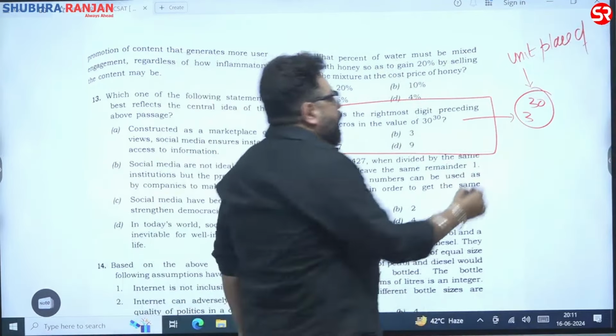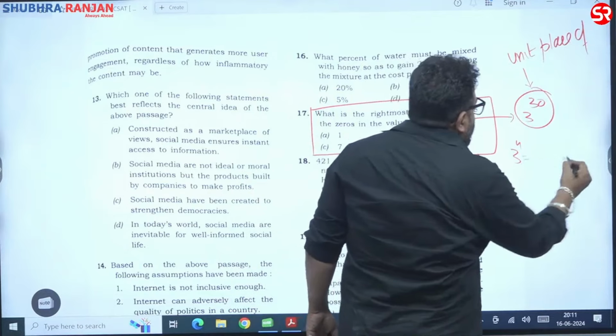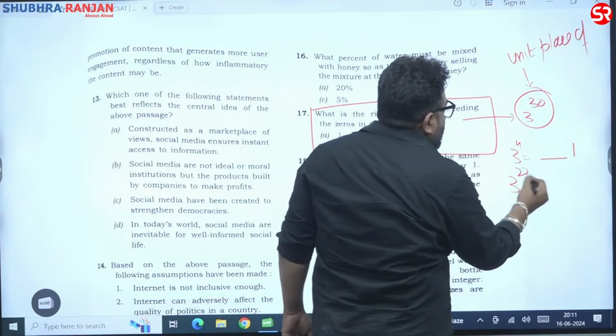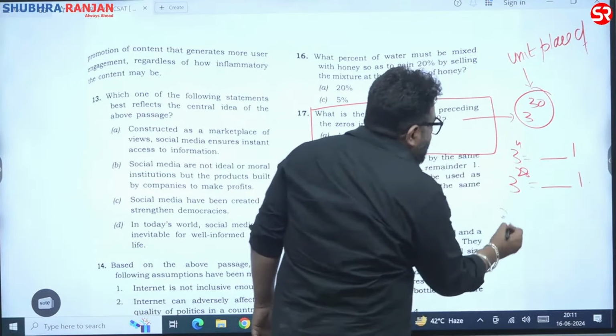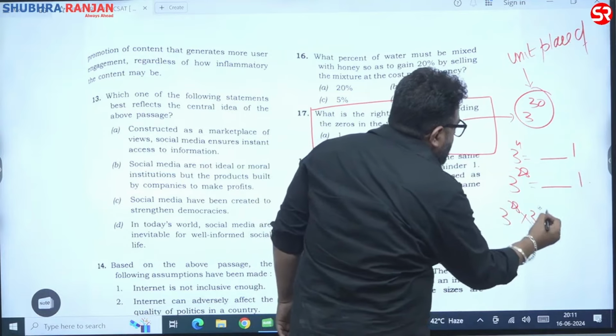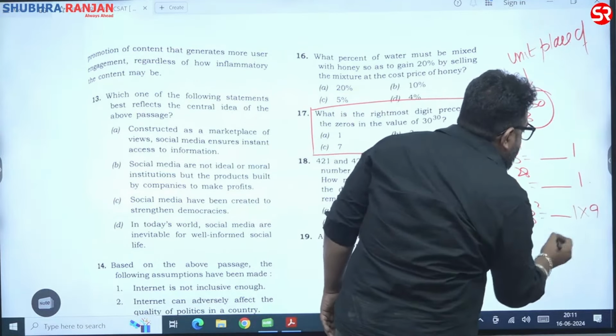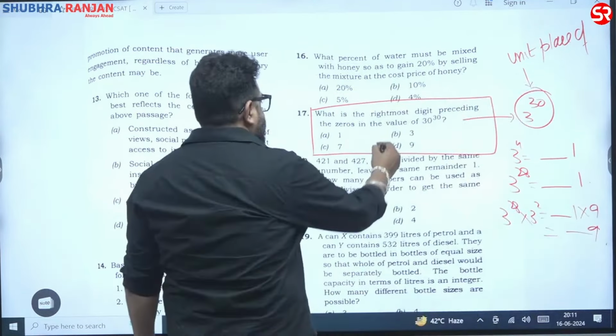Now the unit place of 3 to the power 4 is 1. So the unit place of 3 to the power 28 is 1, which means 3 to the power 28 into 3 to the power 2 would have unit place 1 into 9, which is equal to 9. So the unit place is 9.